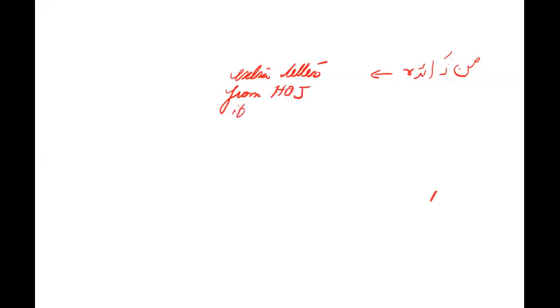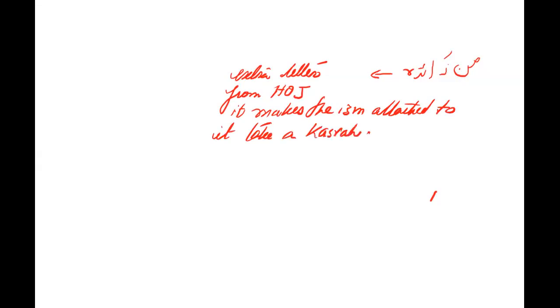Yes. Okay. So first of all, min zaida is an extra letter, like Ba zaida, it is from the HOJ list, and it makes the ism attached to it take a kasra. Although the meaning will not be of the min harf of jar, the effect is the same.